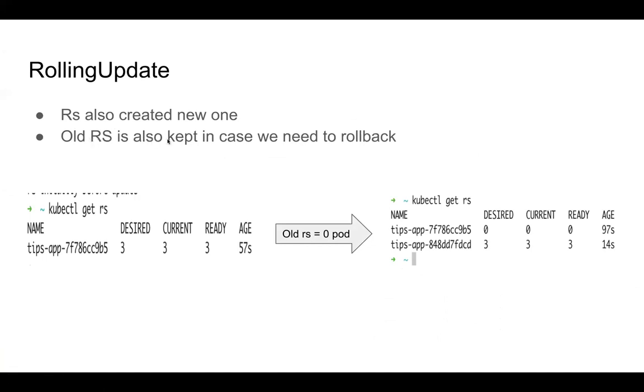Now the old replica set is also kept. Why does Kubernetes not delete the old replica set? Because if you want to roll back, and how we roll back we'll discuss in the next session, it should have the old replica set to roll back to.